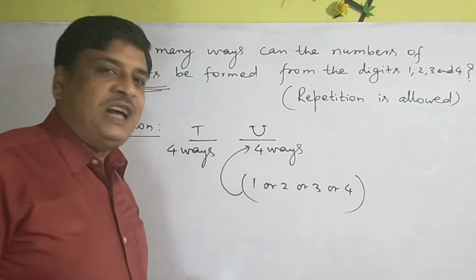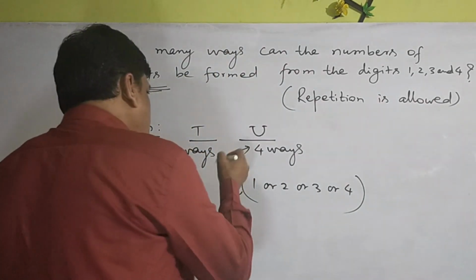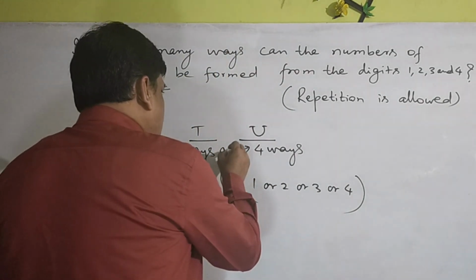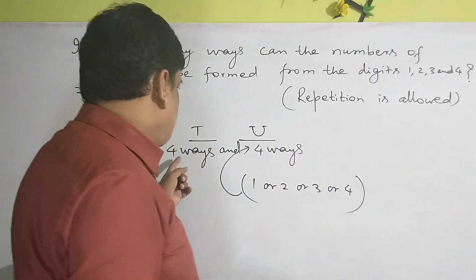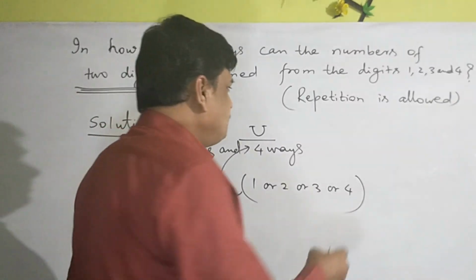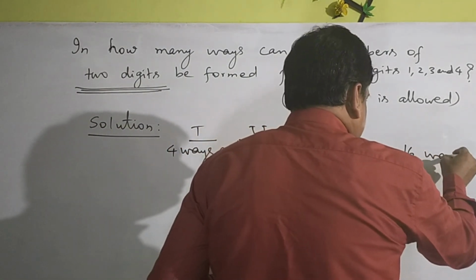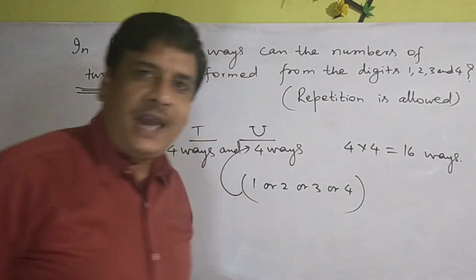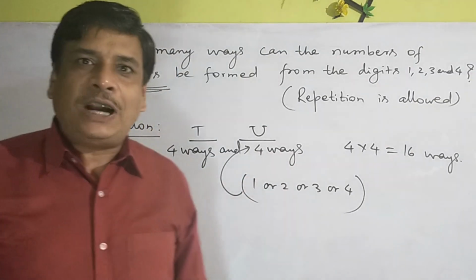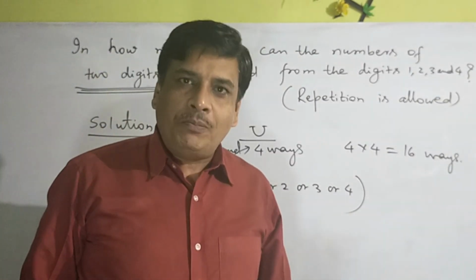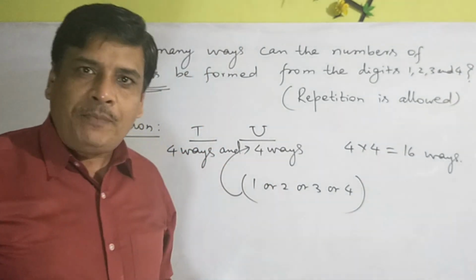So these two places, in how many ways we can fill up? We can fill up tens place in four ways and units place also in four ways. So these two places can be filled up in 4 into 4, that is 16 ways. We are using and, as one after another, these two places are to be filled up to form the numbers of two digits.